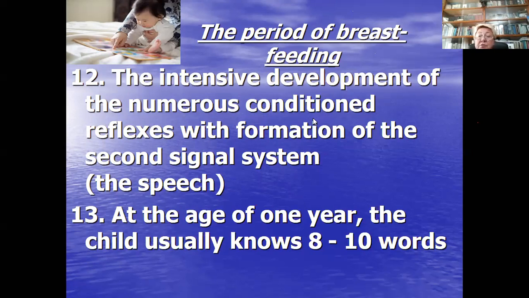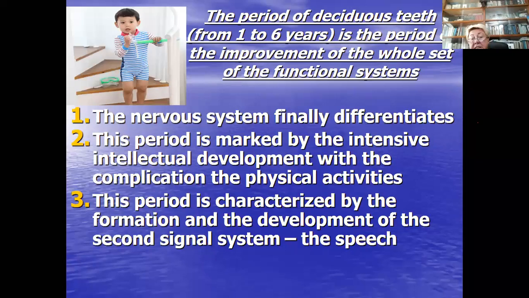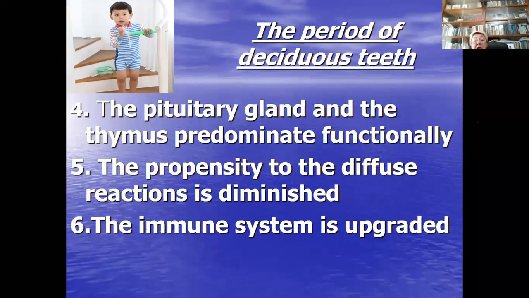The next period is the period of deciduous teeth. It lasts from 1 year till 6 years, and in this period we can see the improvement of the whole set of functional systems. First of all, the nervous system finally differentiates. This period is marked by intensive intellectual development with complication of physical activity. It is characterized by the formation and development of the second signal system, the pituitary gland and thymus are functionally predominant, the propensity to diffuse reaction is diminished, and the immune system is upgraded.